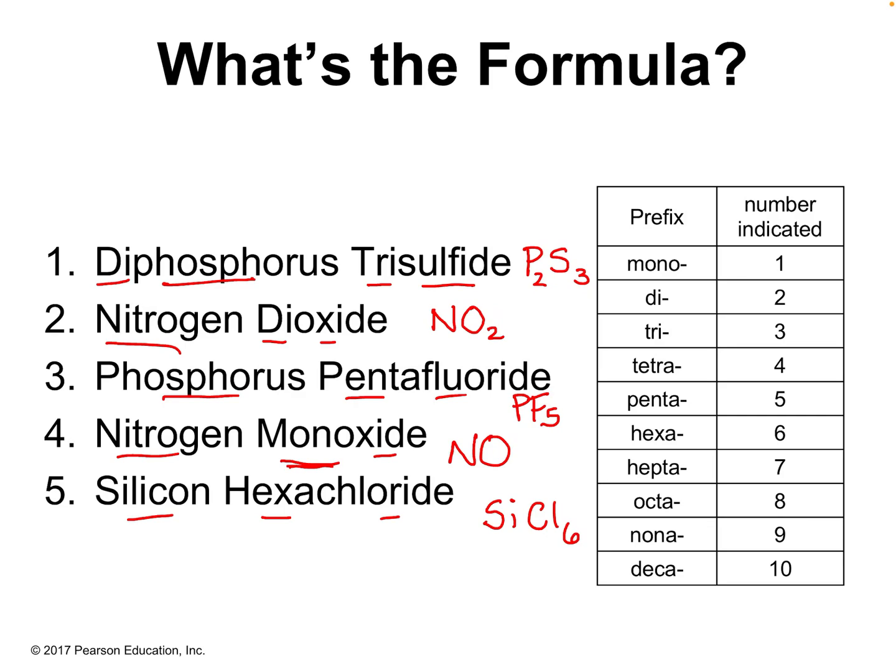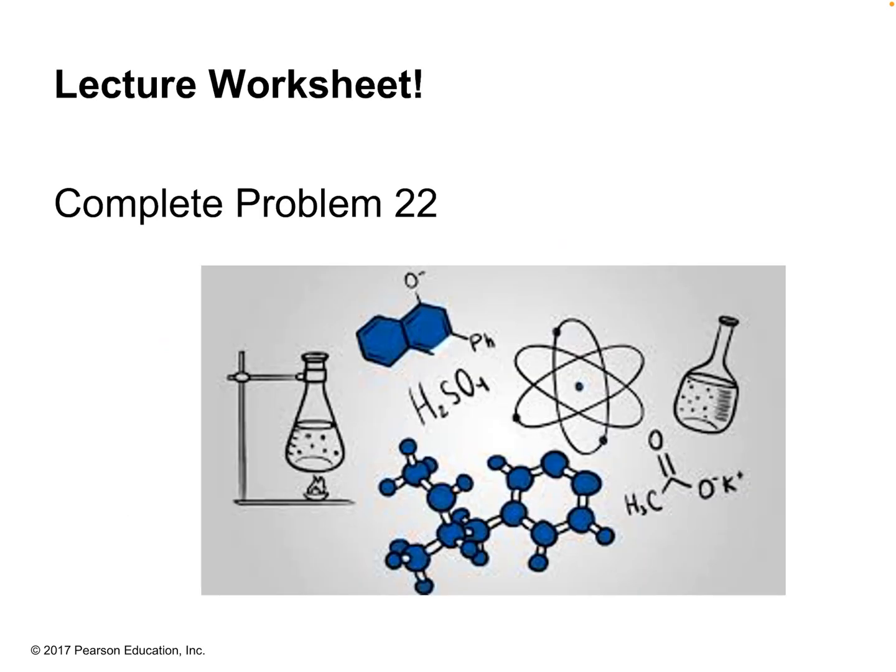So like I said, pretty straightforward. You're just going to use those prefixes to tell you how many of each atom you have. So go ahead and pause here and complete problem 22 in your lecture worksheet. Once you're done, come back and we'll keep going.